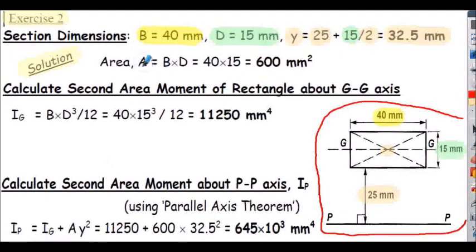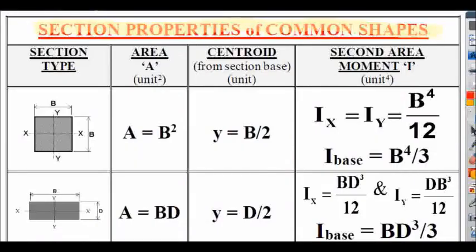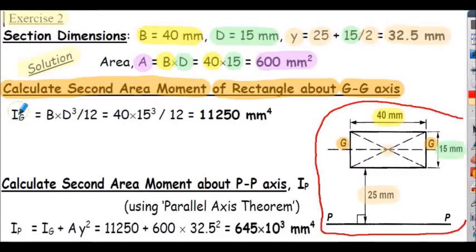Next we calculate the area, A, that will be B multiplied by D, 600 millimeters squared. Now we calculate the second area moment of the rectangle about the GG axis. Here's the GG axis passing through the centroid of the rectangle. Referring back to our formula sheet, we need to use this formula, calculating the I about the centroidal axis. So IG is BD cubed upon 12. Inserting the values, that's 11,250 millimeters to the 4. So that's I about the centroidal axis, GG.